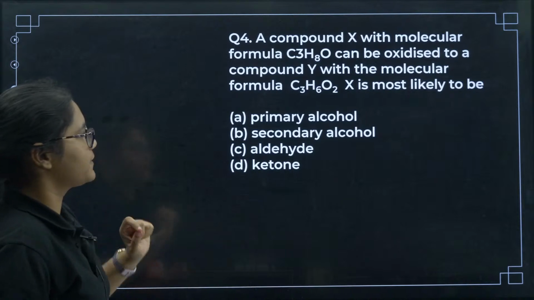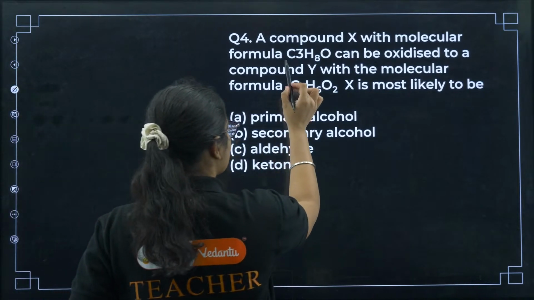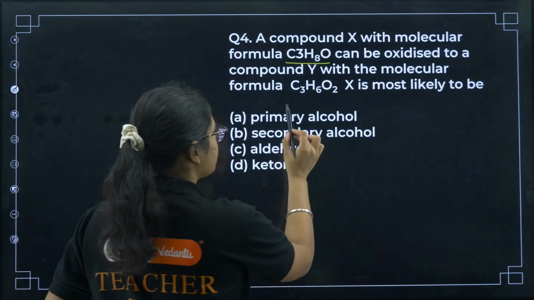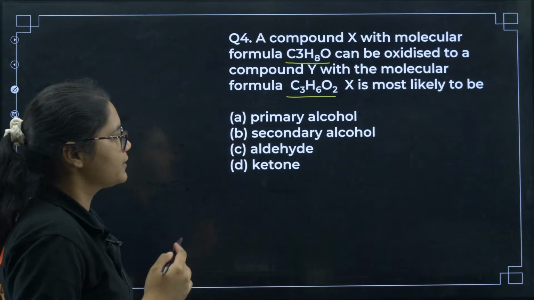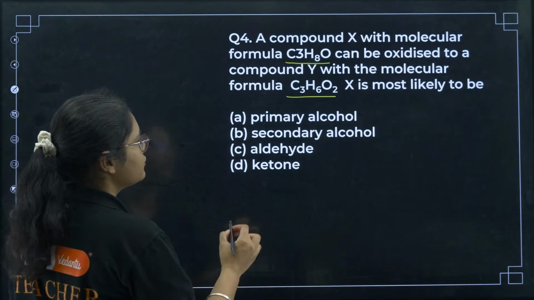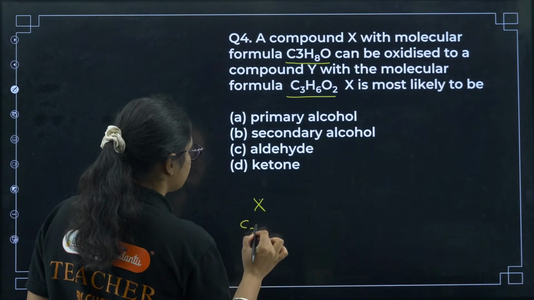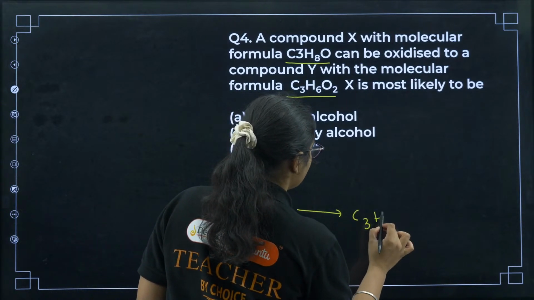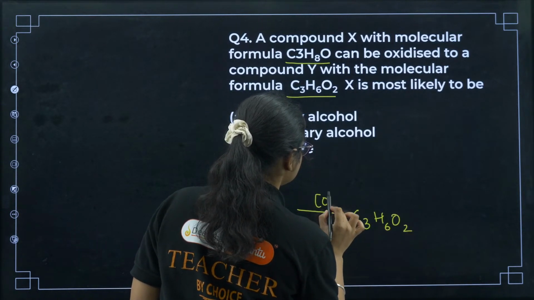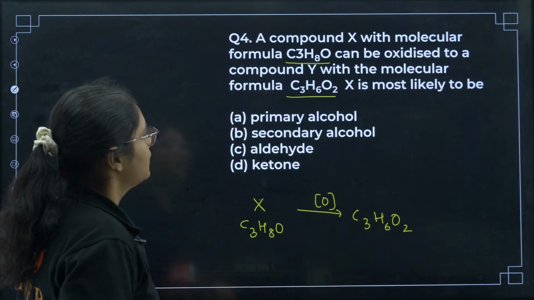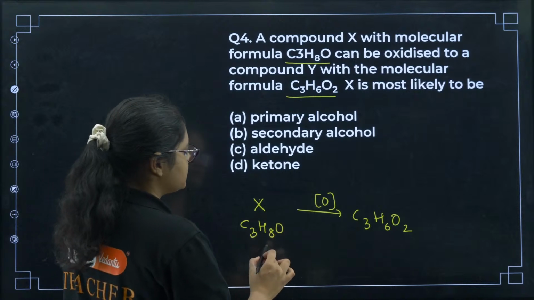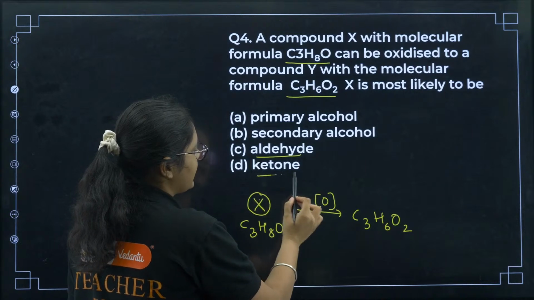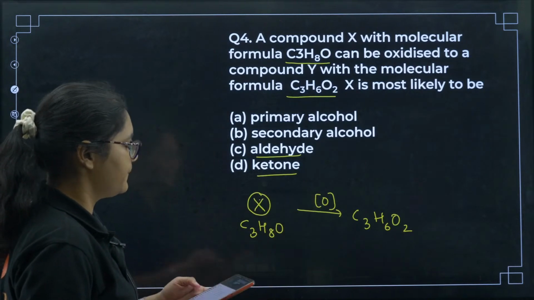A compound X with molecular formula C3H8O can be oxidized to a compound Y with the molecular formula C3H6O2. X is most likely to be, okay, so you have X, which is C3H8O, and then it is getting oxidized to C3H6O2. So you have to guess what this X is, whether it is a primary alcohol, a secondary alcohol, an aldehyde, or a ketone.